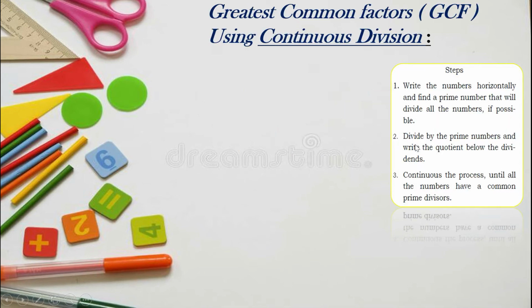Next, ito. Greatest common factors or the GCF using the continuous division. Paano natin gamitin ang continuous division to find the GCF? We have here 3 steps. Write the numbers horizontally and find the prime numbers that will divide all the numbers if it is possible. So, gagawa muna tayo.